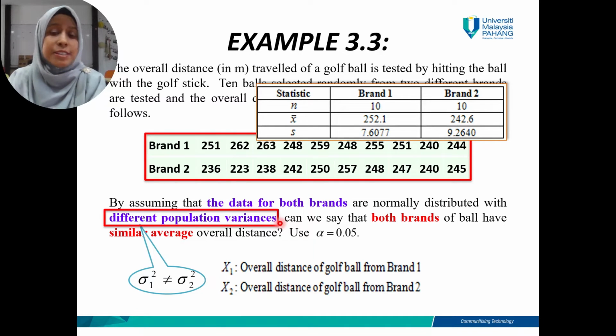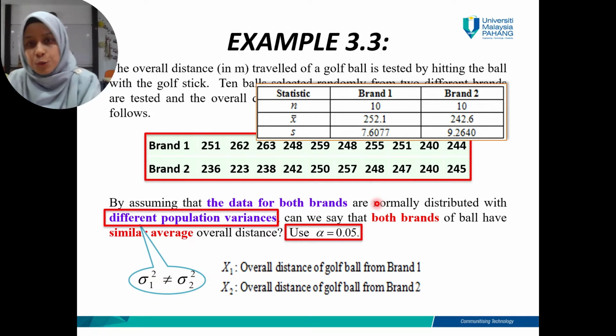Different population variances. This statement tells us that we should assume that sigma square 1 is not equal to sigma square 2. So if you see this statement, you can be sure that this is the case of independent samples, with sigma square 1 and sigma square 2 unknown. Or else they wouldn't give you this statement. This is a hint given to you in the question: independent samples, population variances unknown, and assuming different population variances. And finally, they also give you the alpha value, which is 0.05.